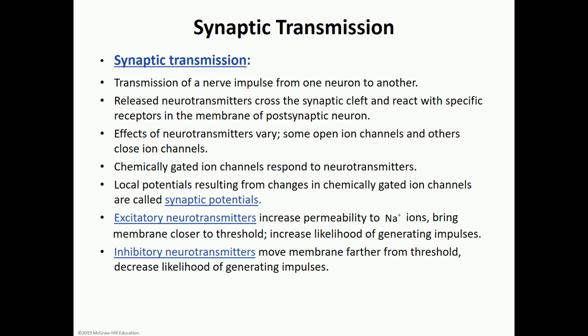If we want to excite the postsynaptic neuron, we are going to open up sodium ion channels to produce an action potential. But if you want to inhibit the postsynaptic neuron, we could do that by opening up potassium or chloride ion channels. Remember that chloride ions are negatively charged.